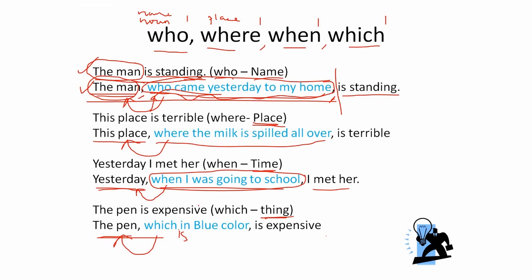Got it? So what are the segments? Like the segment the man, the pen which is in blue color, yesterday when I was going to school, this place where the milk is spilled all over. These are the noun segments. Okay, so these are the rules for who, where, when, which. The noun till the detail ends.